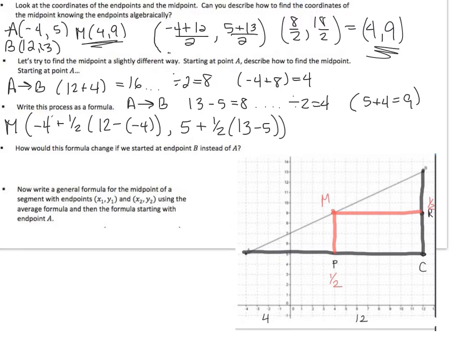How would this formula change if we started at point B instead of point A? So if we started at point B, instead of adding, we would have to subtract.